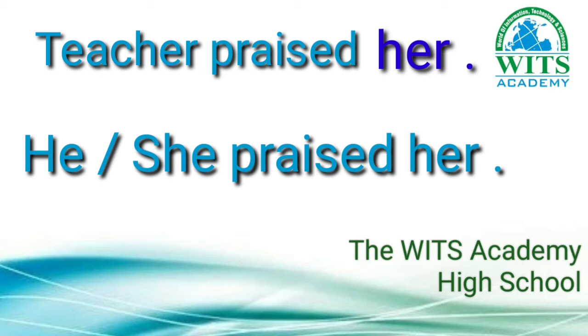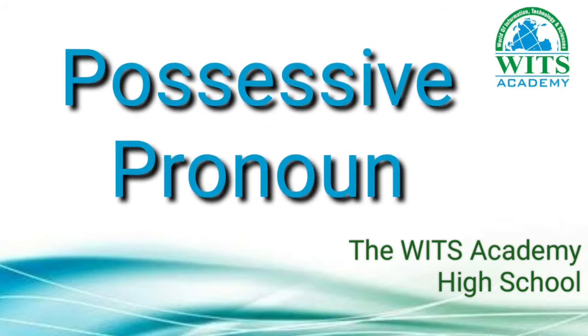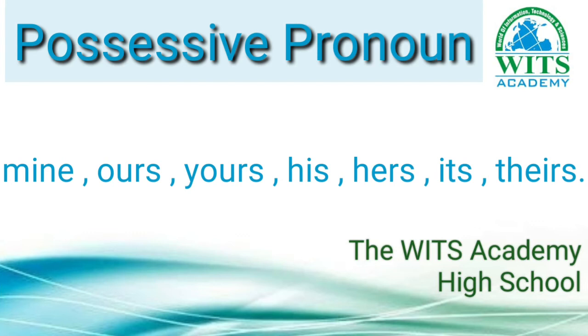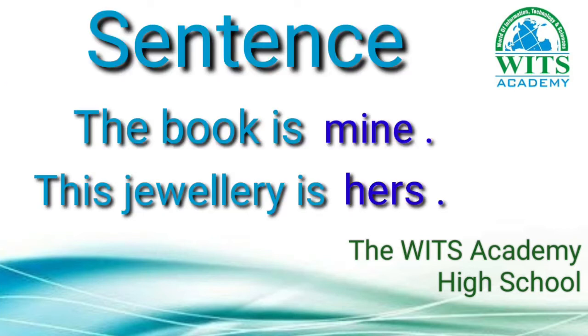Okay, students? The next pronoun we are going to learn is the possessive pronoun. A pronoun that shows possession or ownership is called a possessive pronoun. Possessive pronouns are mine, ours, yours, his, hers, its, theirs. For example, the sentence is: the book is mine. This jewelry is hers. In these sentences, mine and hers are possessive pronouns. Mine is showing the ownership of the book and hers is expressing the possession of the jewelry.